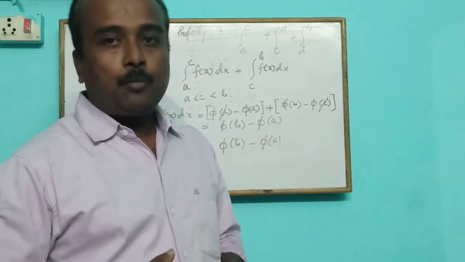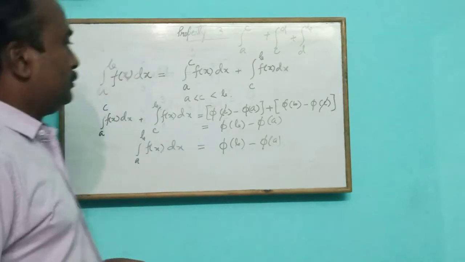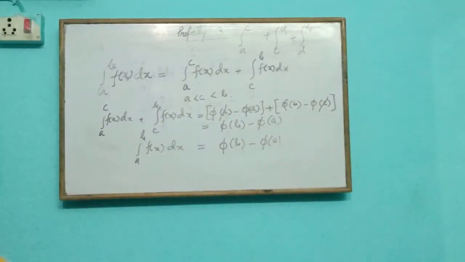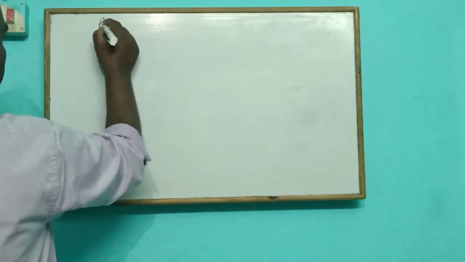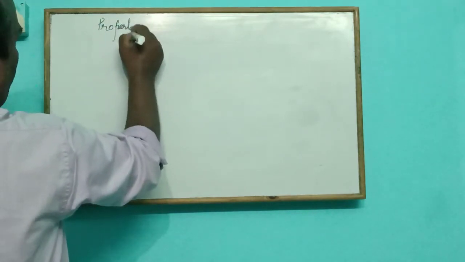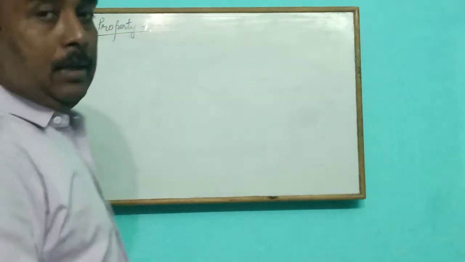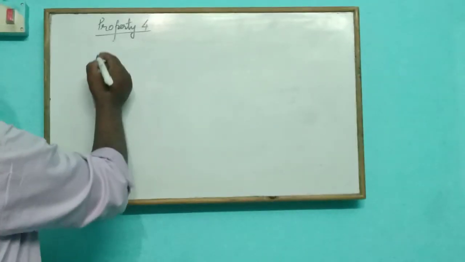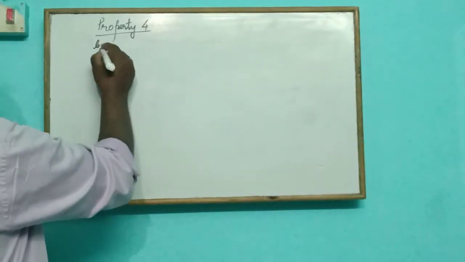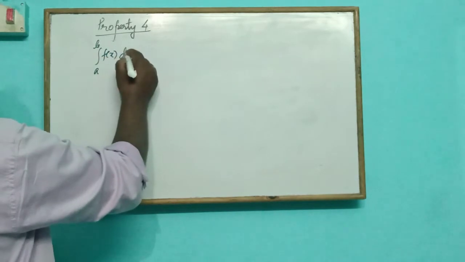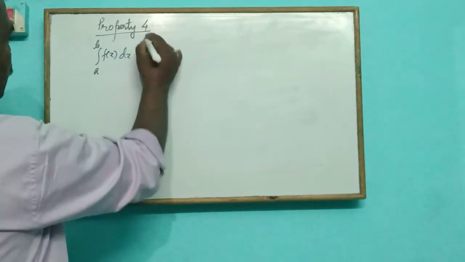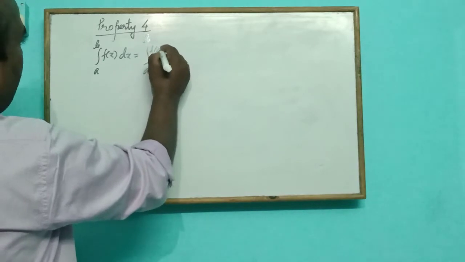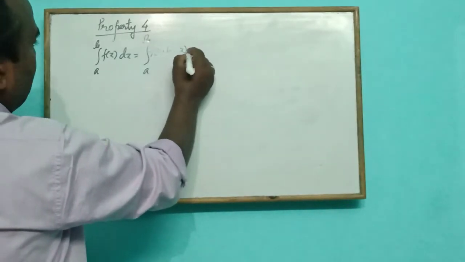So let us move on to property number 4. We have already understood three properties. Now this is the fourth property, that is the integration a to b f x dx is equal to the integration a to b f of a plus b minus x dx.